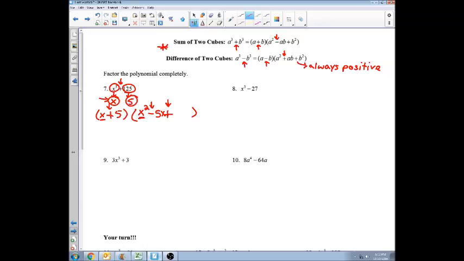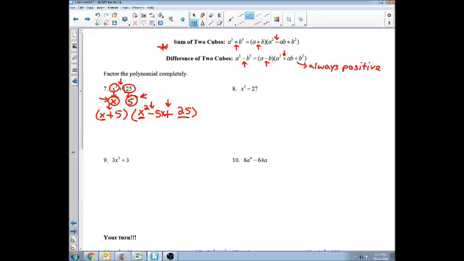The last blank here is going to be b squared. So 5 squared would be 25. All right. On the next one, I'll actually write it out a little bit differently, so you can hopefully remember the formula a little better. All right, so on to number 8.